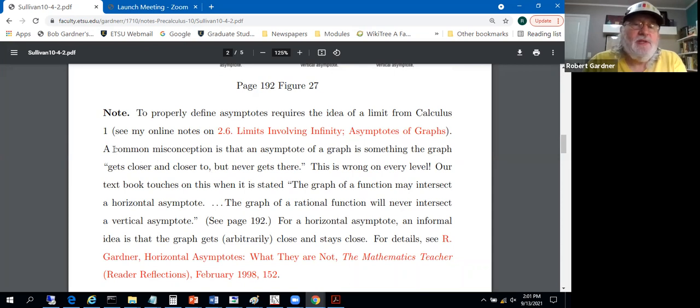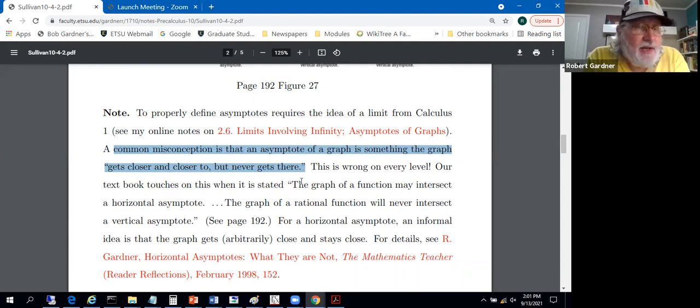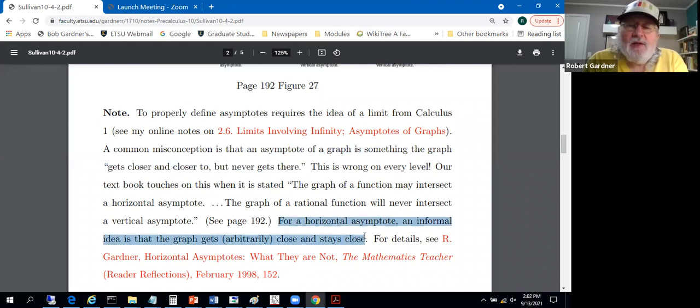A common misconception is the following: that an asymptote of a graph is something the graph gets closer and closer to, but never gets there. That's not what an asymptote is, especially not what a horizontal asymptote is. The idea really is, if you want an informal explanation of it, and that's all we've got at this stage, at least for horizontal asymptotes, not closer and closer, but gets close and stays close. Maybe it does get there, and you can't get any closer than that.